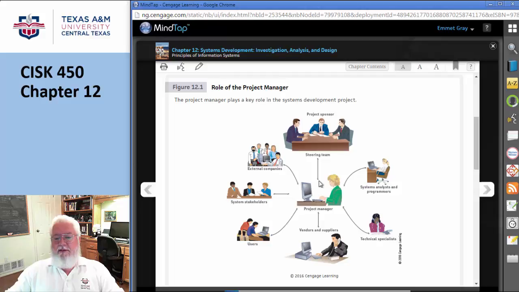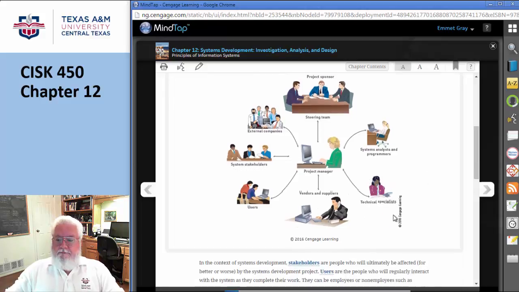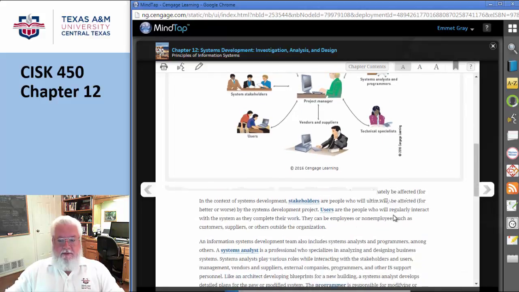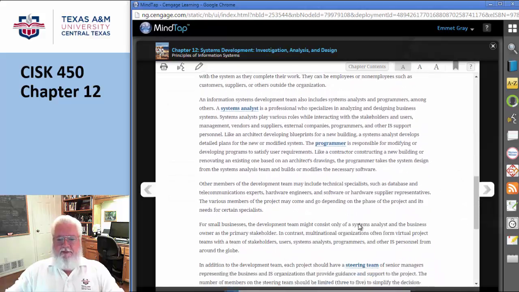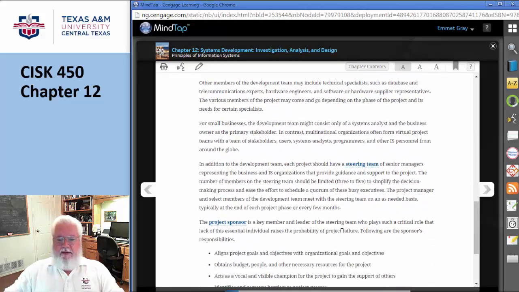This is not something you really go to school for much. I mean, you can learn some tricks of the trade, but to be good at it, you just need some experience. You end up being the ringmaster of a three-ring circus, with a whip sometimes. But yeah, because this is a circus. Okay. They talk about stakeholders, users, system analysts, all the roles of each one of these people. I kind of covered all that.